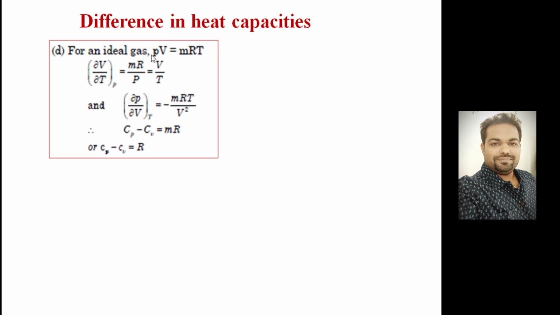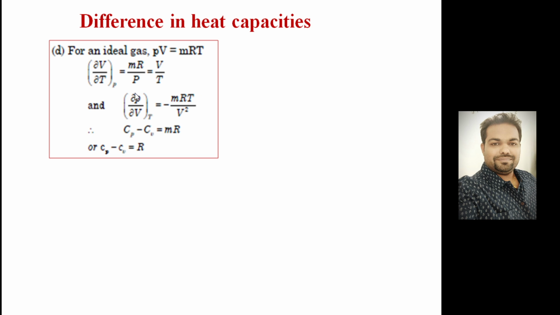I am differentiating P with respect to V. So this is becoming divided by V. So minus 1 by V square will come here, right? If I differentiate, ∂P/∂V at constant T is equal to minus MRT divided by V square. So I got this value, I got this value.